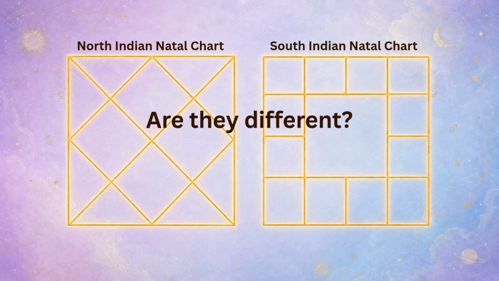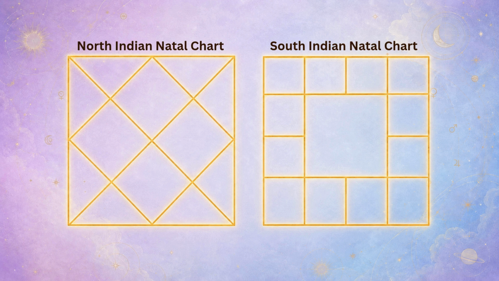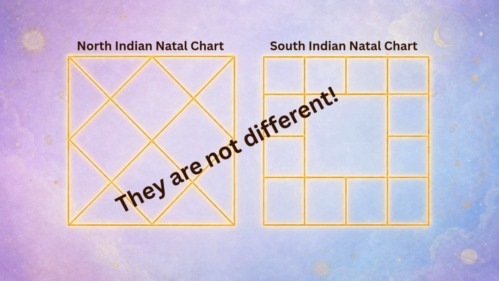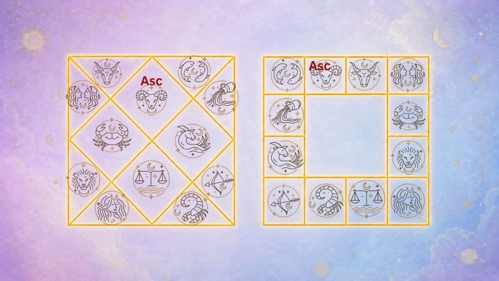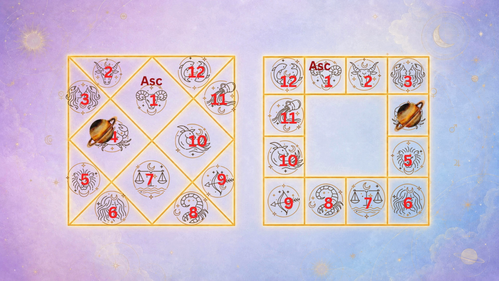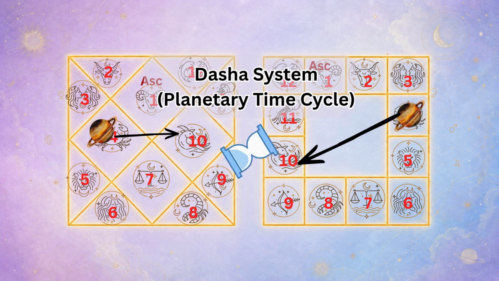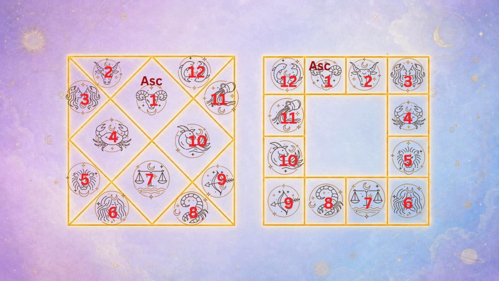Are the North and South Indian charts different Vedic astrology systems? First, let us clear up the most important misunderstanding. The North Indian and South Indian birth charts are not two different types of Vedic astrology. They contain exactly the same information: the same ascendant, the same 12 zodiac signs, the same 12 houses, the same planetary placements, the same aspects, and the same planetary time cycles. One chart is not more accurate than the other. They simply arrange the same information differently.